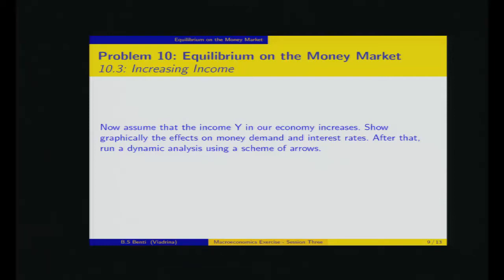Assume that income Y in our economy increases. Show graphically the effect on money demand and the interest rate. After that, run a dynamic analysis using a scheme of arrows.